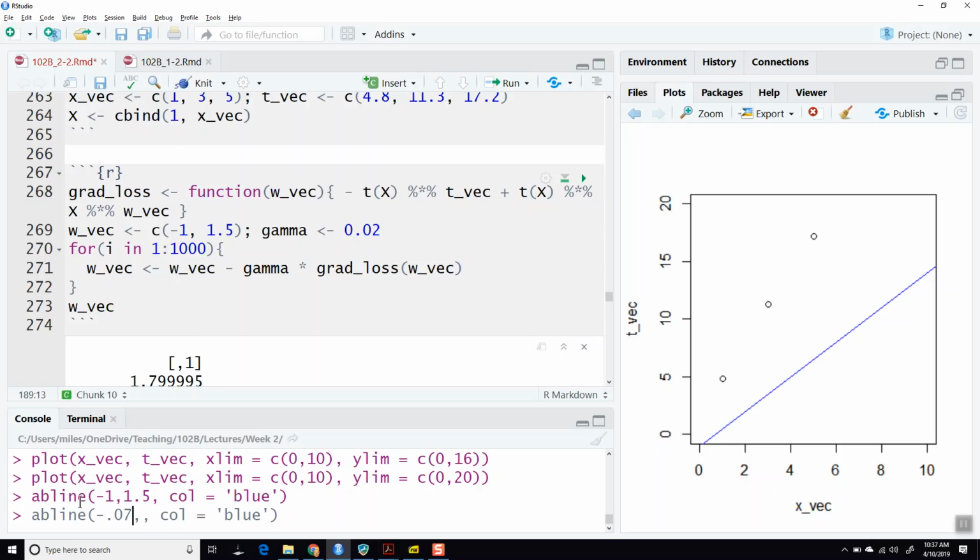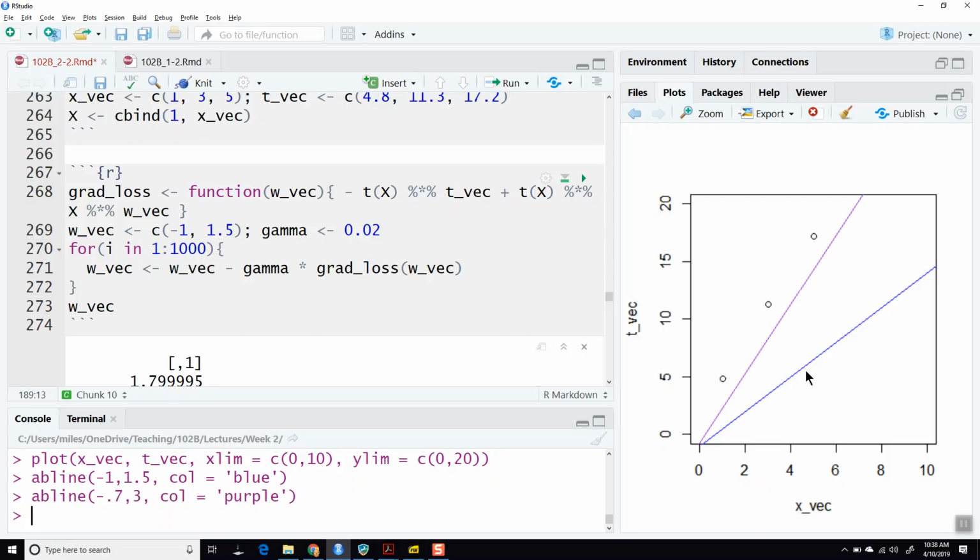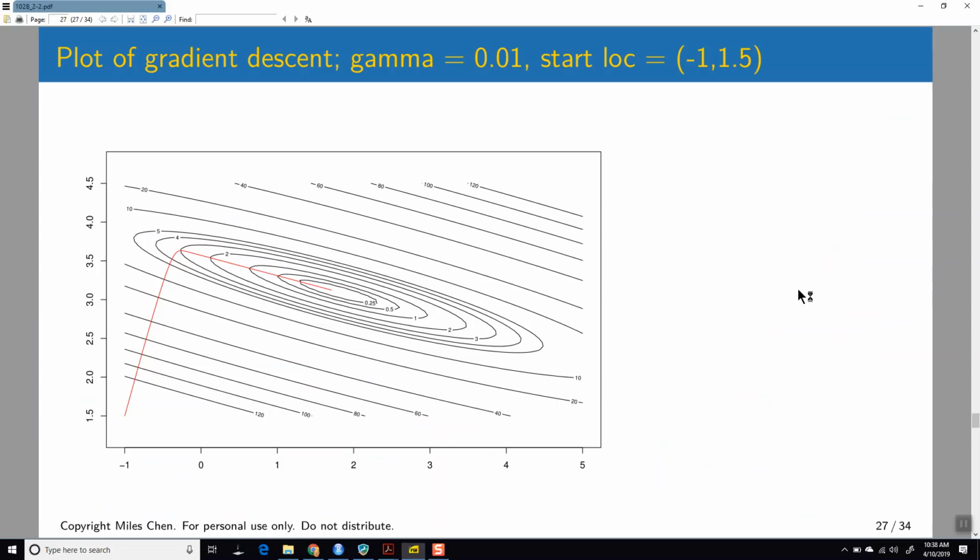So if I change this to, say, -0.7, and change my slope to 3, okay? Maybe I'll do purple, okay? At the next iteration, we're getting to something around here, okay? And we can see this is a dramatic improvement in terms of the loss that we've observed, okay?